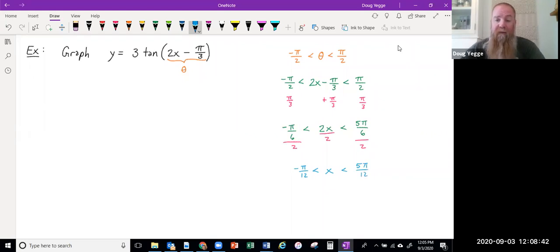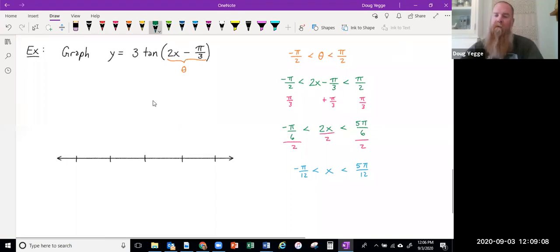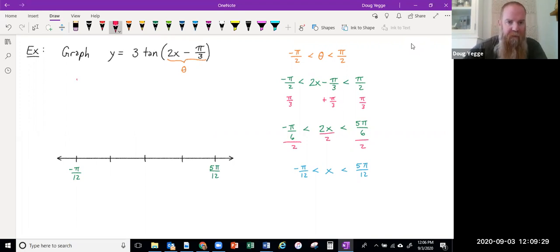So knowing that, we can start to graph this by just at least plotting our asymptotes. So as with any of the other trigonometric functions, we're going to be plotting our 5 special points for each period. In this case, the leftmost asymptote is going to be negative pi over 12, and the rightmost asymptote is 5 pi over 12. And so if we draw these asymptotes, we know that the graph of tangent will be increasing in between these asymptotes.